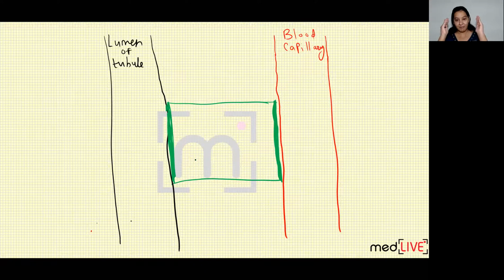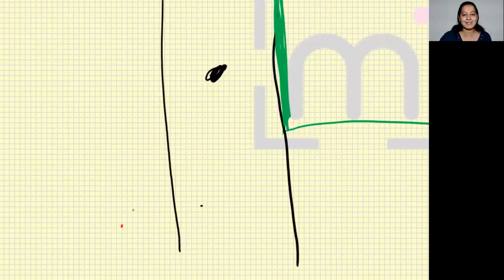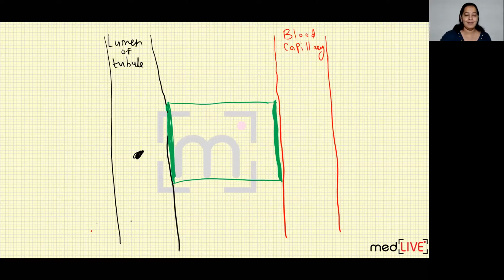So with the help of green color, I have drawn an epithelial cell. On one side of the epithelial cell, with the black color, you can see here is the lumen containing the filtrate, rather I should say, not urine. And on the other side, there is blood. So here is urine, here is blood. And in the center, there is the epithelial cell. The epithelial cell has two surfaces, two sides.